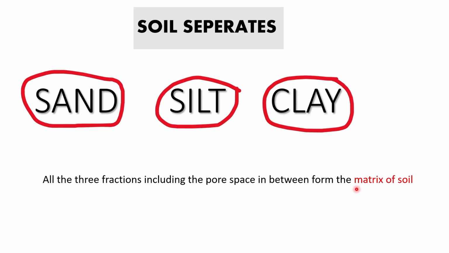So these are the soil separates: sand, silt and clay. All these soil fractions, including the soil pore space between them, form the matrix of the soil. The whole soil consists of these soil particles plus pore space. Our soil contains different proportions of sand, silt and clay, and there is also pore space. All together constitute the matrix of the soil.